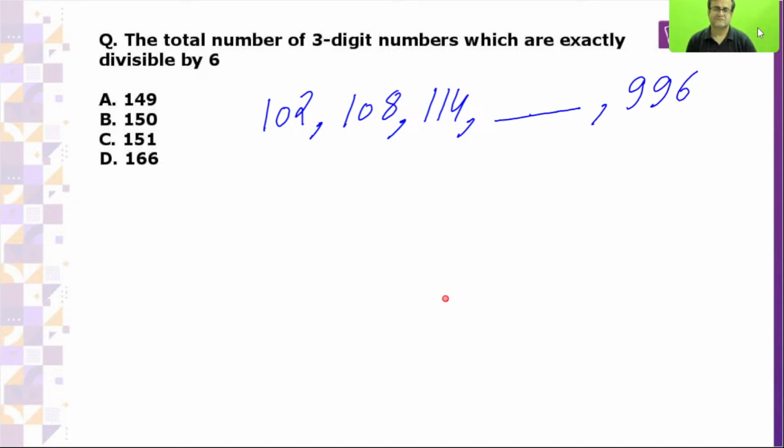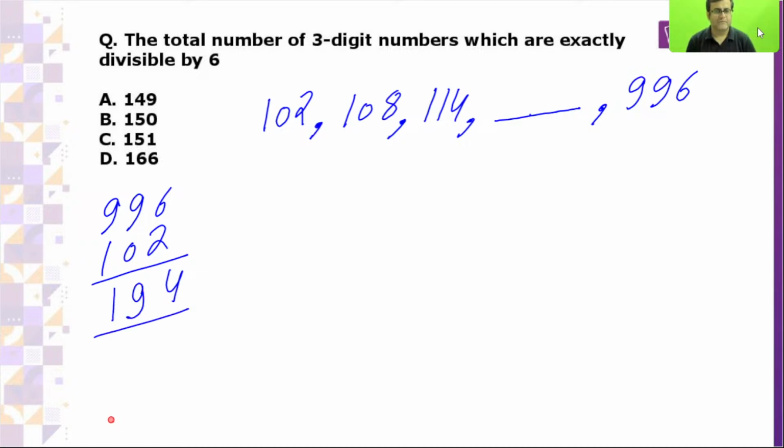996. Okay. The very first is 102, the very last is 996. How many numbers are there? What can you do? The first is 102, the last is 996. Difference between these two, how much? 894.